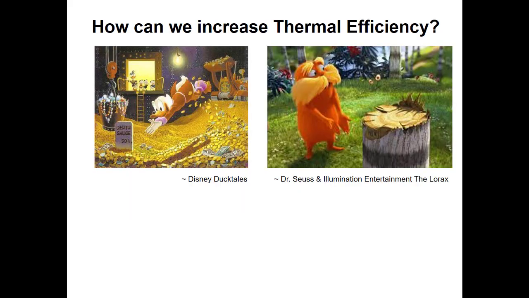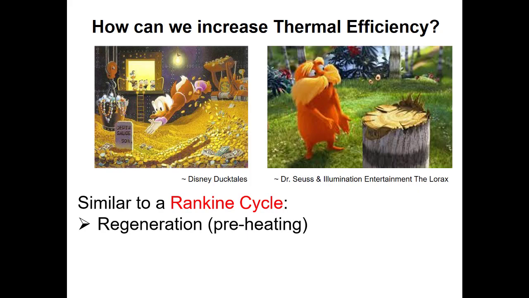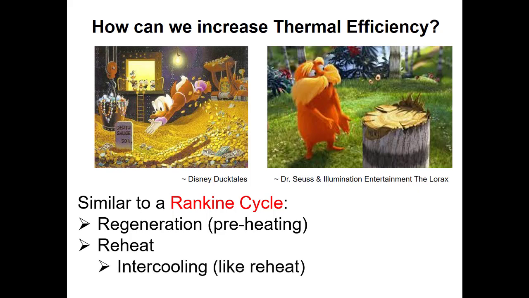It turns out that increasing thermal efficiency improves economic outcomes, but also environmental outcomes. So this is kind of a win-win situation when we can do this. Like a Rankine cycle, we'll use regeneration, which is a method of preheating fluid that's going into our combustor or our heat addition process, or we'll use reheat, which means that we'll split our turbine into two different turbines, a high pressure and low pressure turbine, and we'll heat in between.